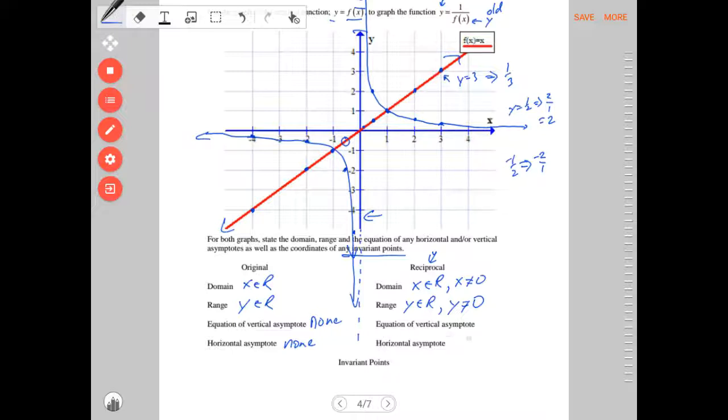So the equation of the vertical asymptote is the y-axis, or x equals 0. The horizontal asymptote is the x-axis, so that's the equation y equals 0.